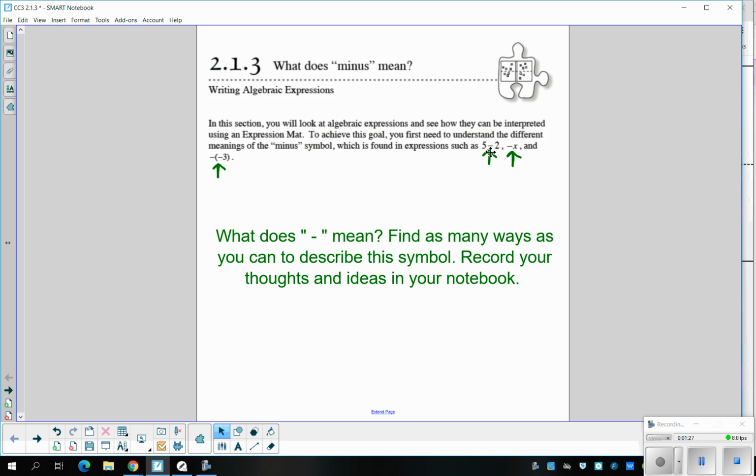So write a list of as many things or as many ways as you can describe this symbol. So as many words that come to your mind that that symbol might mean. So pause the video, make your list, and then turn the video back on.